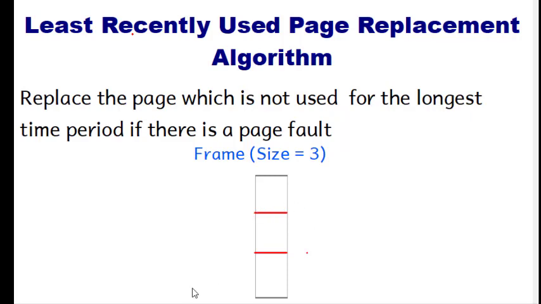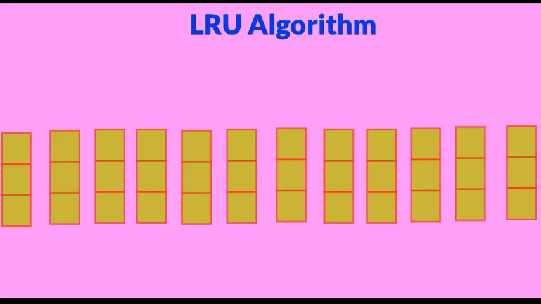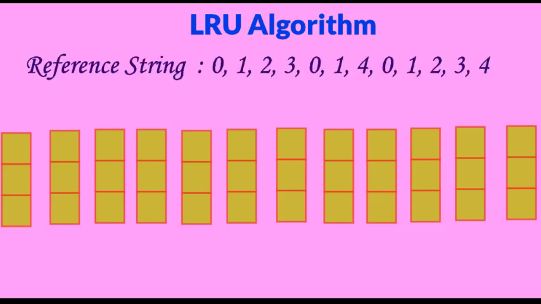In the coming animation we will use a frame of size 3 as we had before. So let us see the animation and then see how many page faults we get for this example. This is the animation for the least recently used algorithm, and we will use this particular reference string, the one which we had used in the previous FIFO example, and the frame size is also 3.